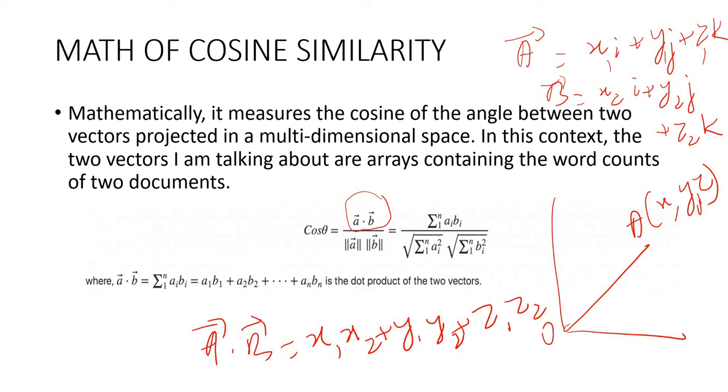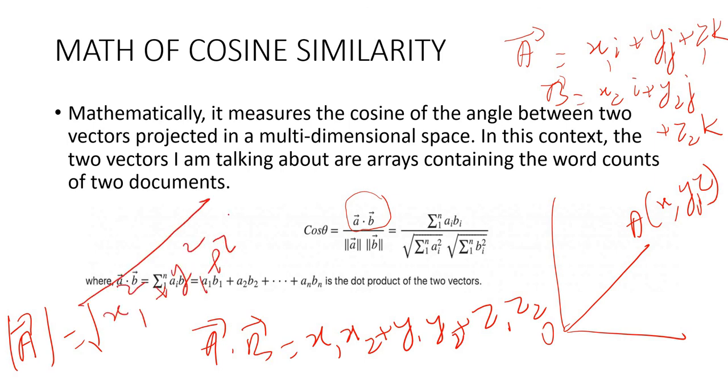What is modulus of a? The modulus of vector a, the mathematical formula, is root of x1 square plus y1 square plus z1 square. In the same way, modulus of vector b is equal to root of x2 square plus y2 square plus z2 square. So that is modulus, in terms of x, y and z.